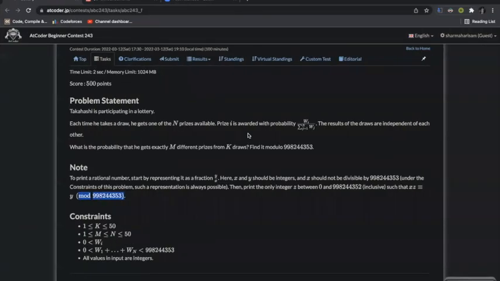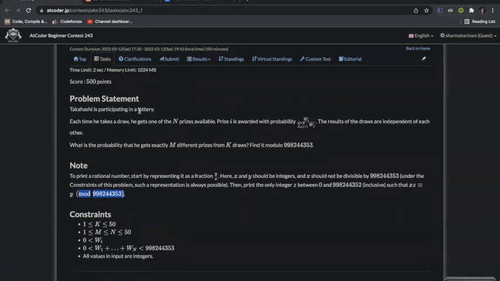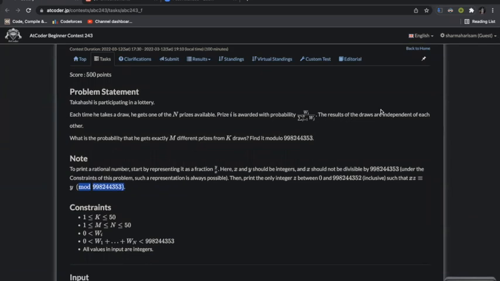All right, so let's go over the problem now. In this problem, Takahashi is participating in a lottery, and each time he takes a draw, he gets one of the n prizes available. So there are n prizes, and every time I take out something from the draw, I will get one of these n prizes. The prize i is awarded with probability Wi divided by the summation of Wj for all j from 1 to n. So there is a weight associated with every prize, and the probability of getting the ith prize is my weight divided by the total weight. The results of the draws are independent of each other, so in every draw independently, the probability of getting the ith prize is this expression.